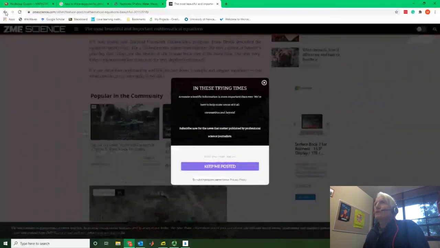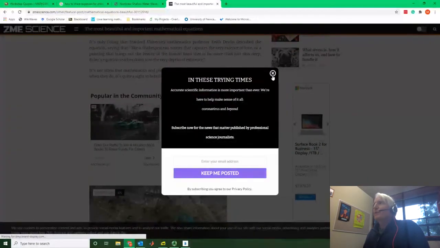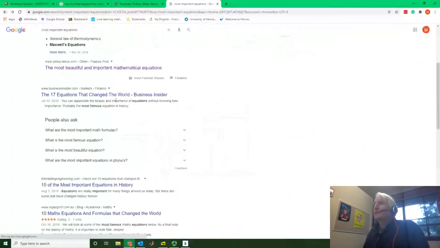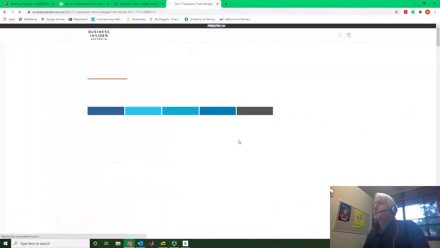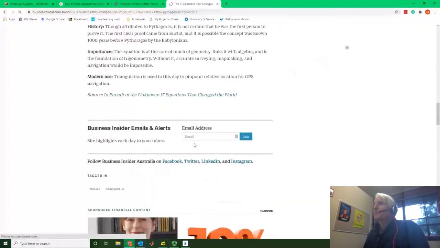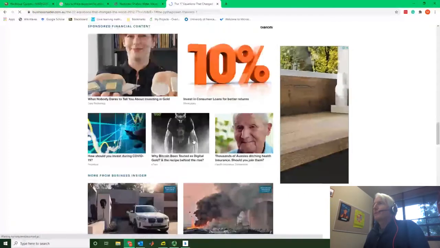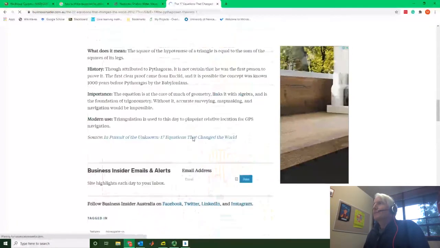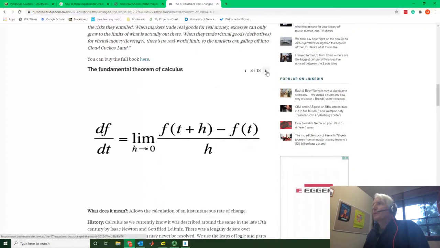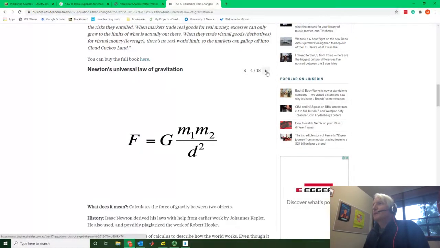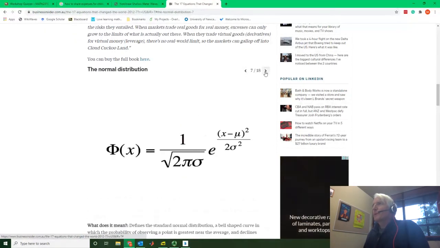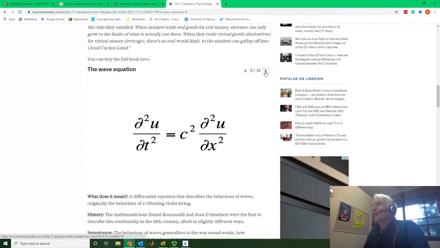Okay, maybe that's not such a great idea here. Let's try this one, 17 equations that change the world. What have they got here? Pythagoras' theorem. Wow, there are a lot of ads all over the internet, aren't there? Logarithms, derivatives, calculus, gravity, which is a differential equation, really. Normal distribution. There we go, the wave equation, a partial differential equation.